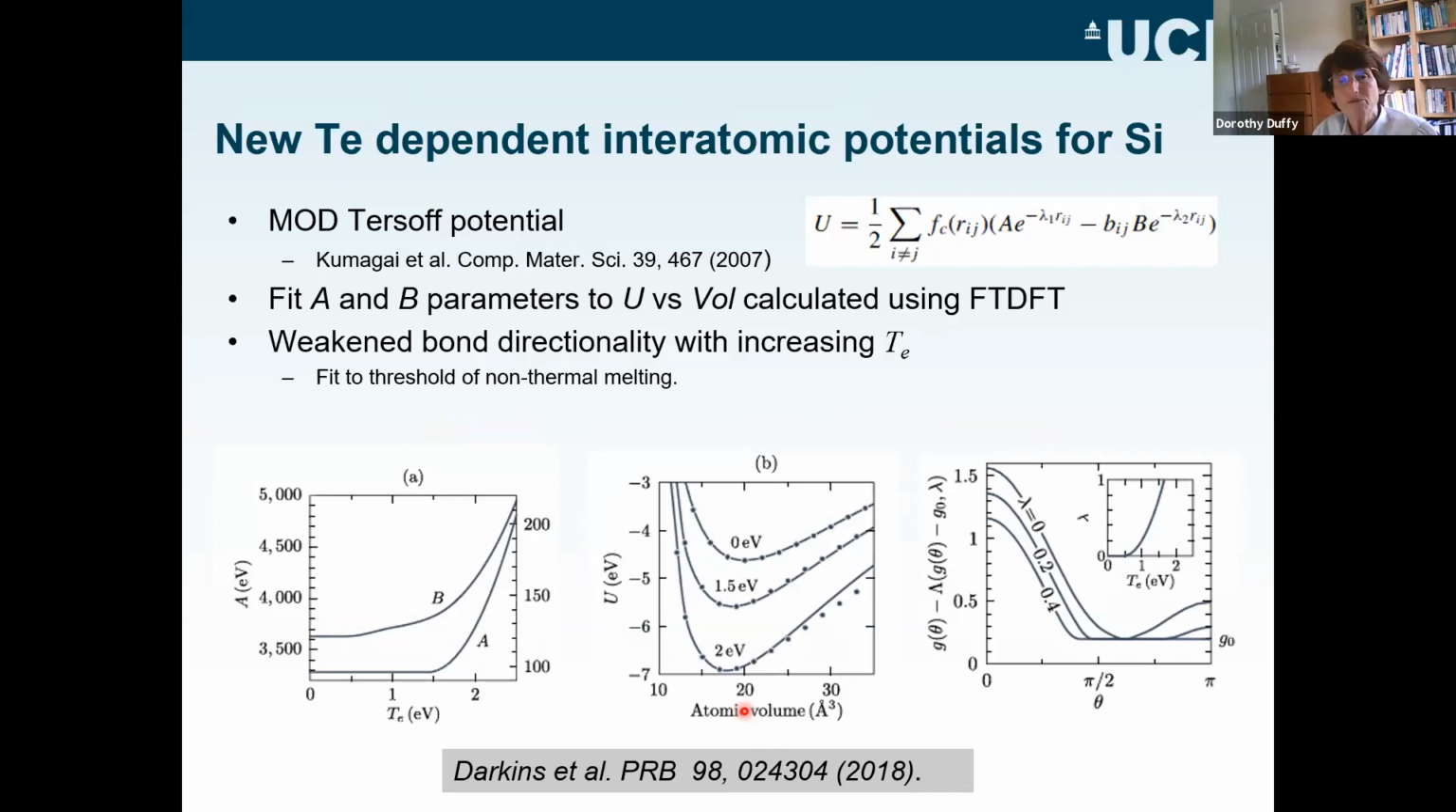some new electronic temperature dependent potentials for silicon, which are actually based on our Tersoff model. Of course there are many, many parameters, and many ways of fitting these to a small number of finite temperature DFT simulations. But we focused on two things, these two parameters here on the Tersoff potential, if you're familiar with that. We fit those for the electronic temperature, and also softening. So basically we weakened the bond directionality, which we know should happen. So we then had a set of potentials, and we could run these large-scale simulations for silicon.